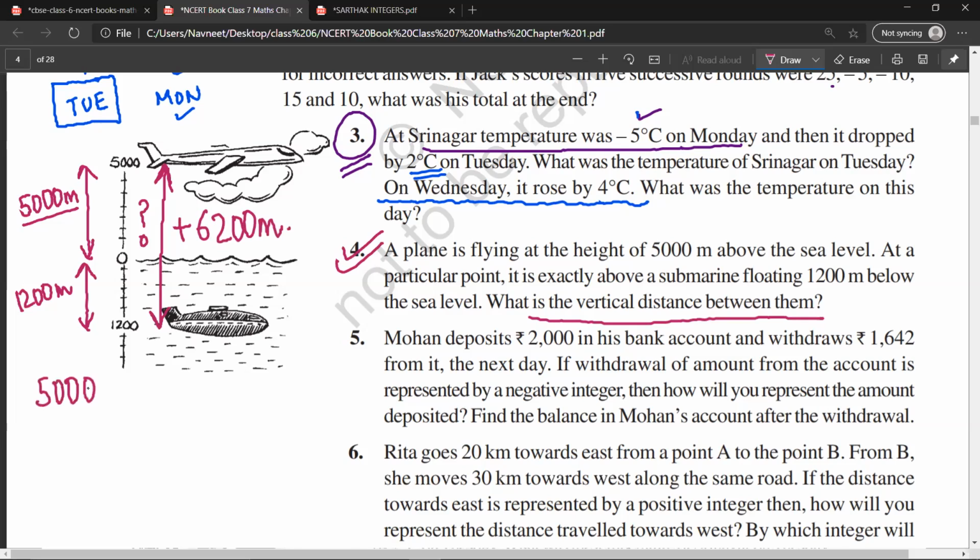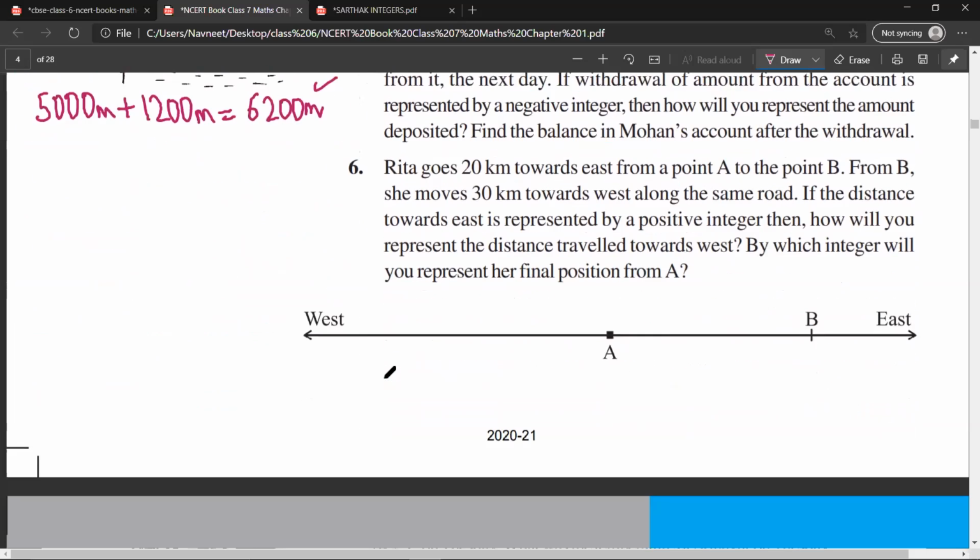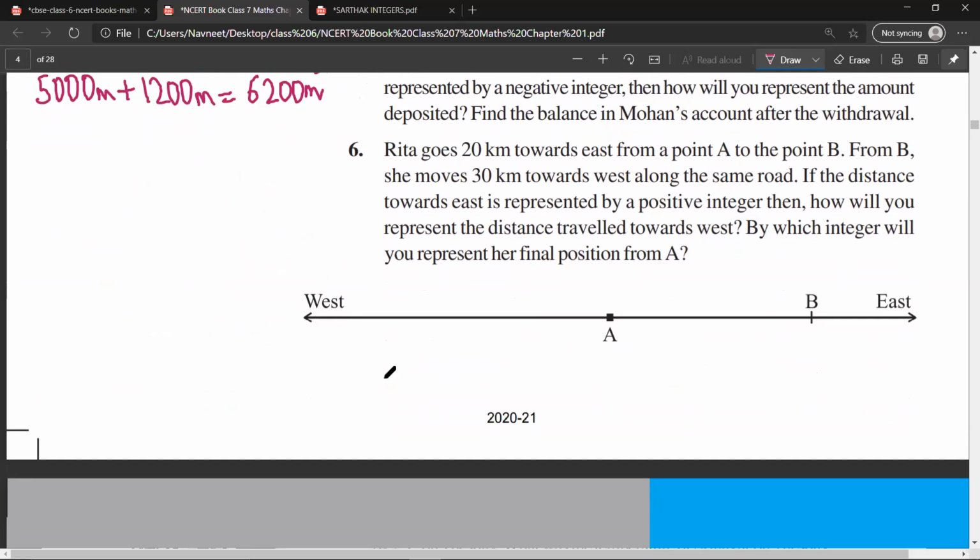5,000 meters plus 1,200 meters. Yes, sir? Yes, sir. Okay.